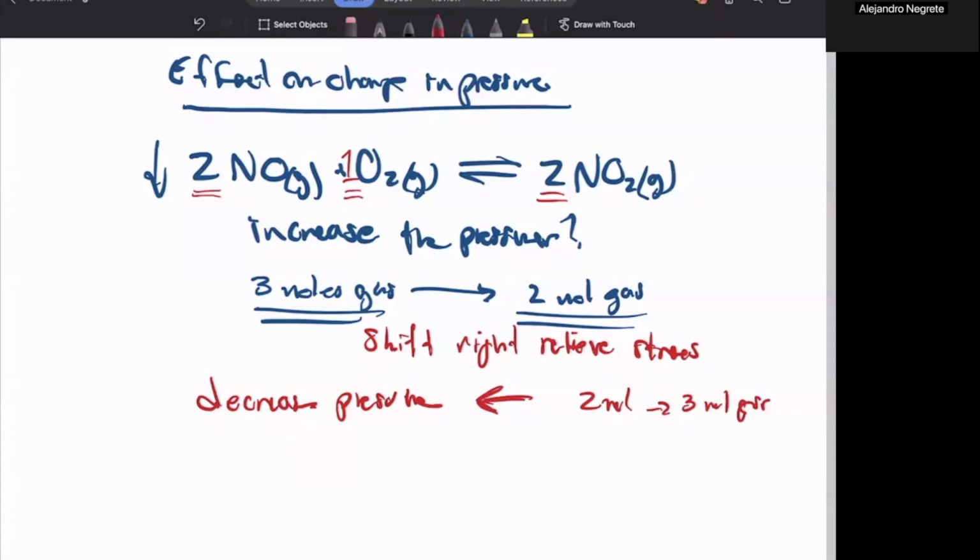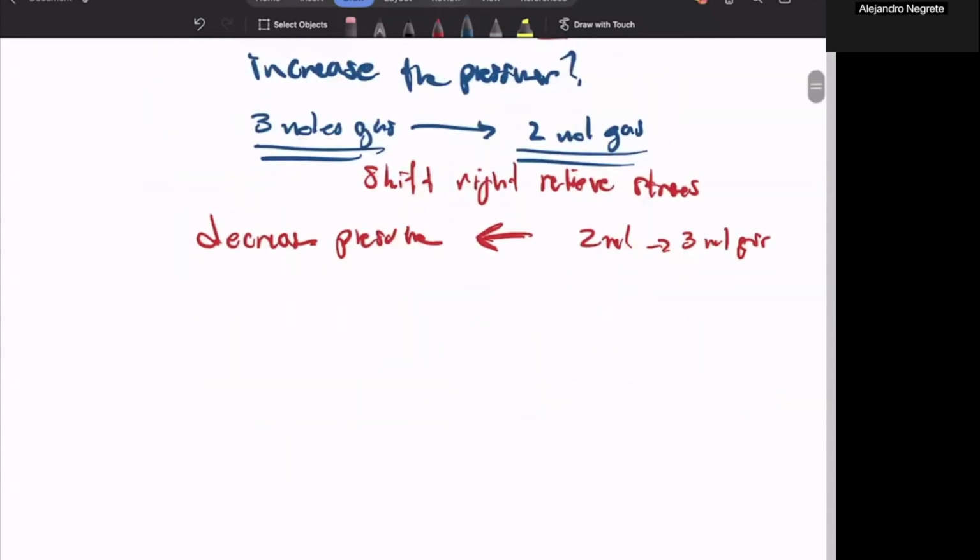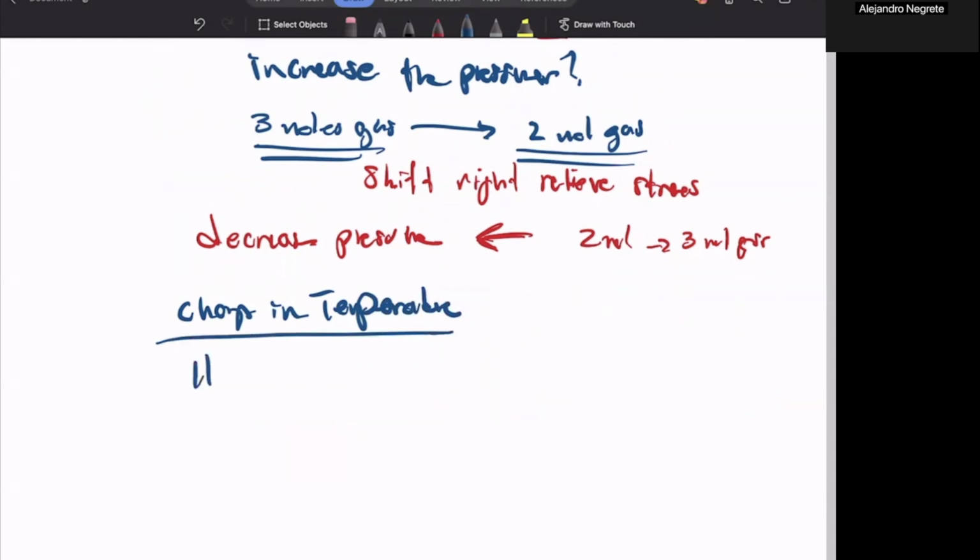So now we can talk a little bit about change in temperature. Let's take a look at a different reaction for that. So how about some hydrogen gas? We'll take some iodine gas, and let's go ahead and react. Then we get a reversible reaction going here.